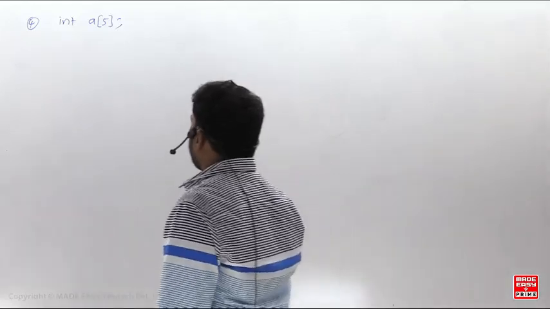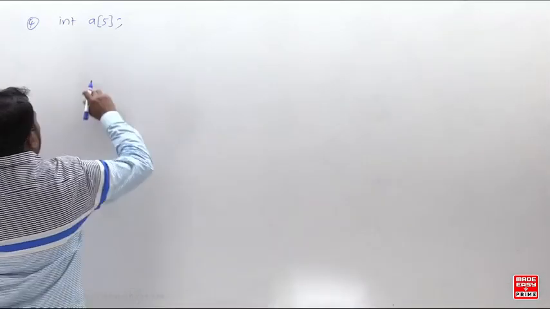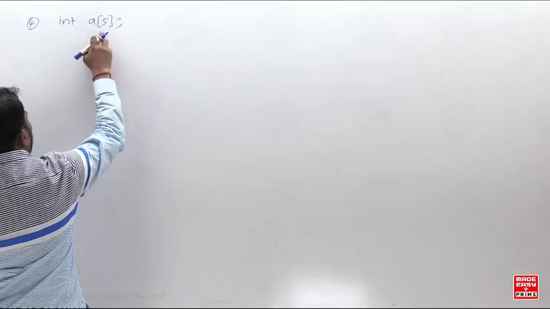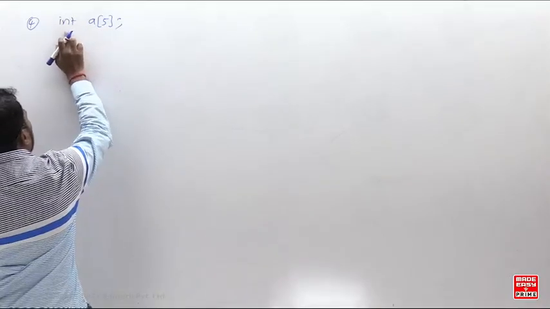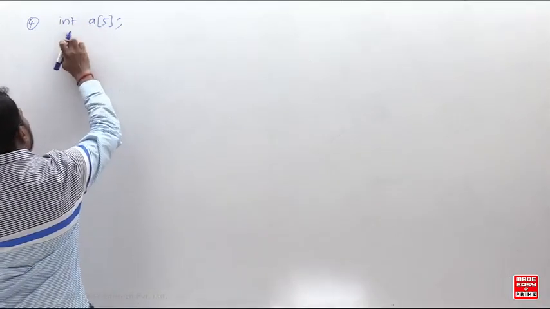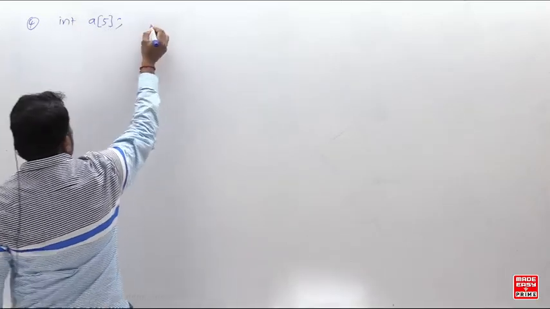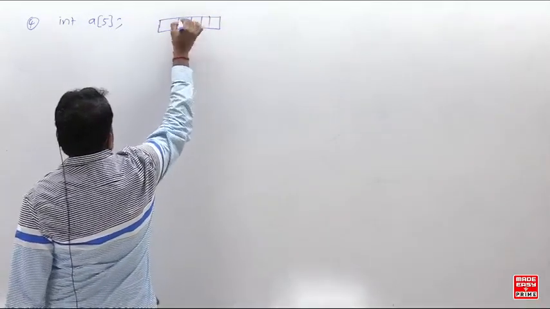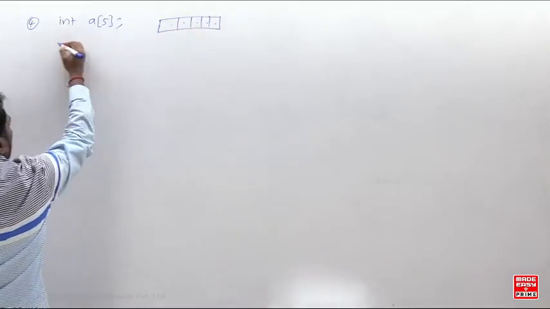Okay. So what is this here? How do you read this? Integer a of 5. So a is an array of 5 elements. A is an array of 5 elements where every element is what? Integer. So a is an array of integers, 5 integers. Simple. So how will the diagram look? Okay, let's say like this. Everybody knows this already, right?